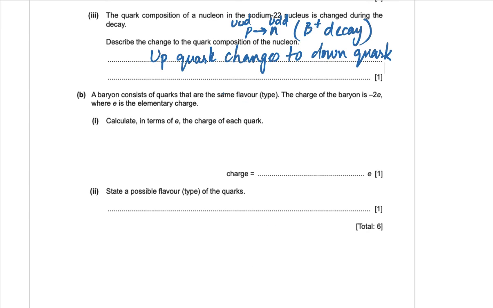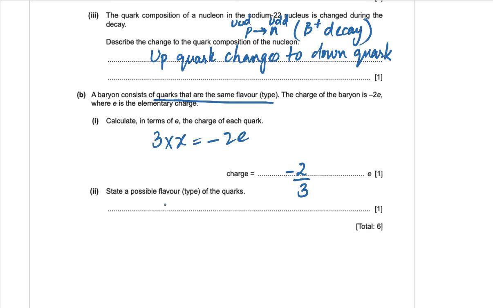Part B, a baryon consists of quarks that are the same flavor. So the quarks all share the same flavor. The charge of the baryon is -2e, where e is the elementary charge. Part 1, calculate in terms of e the charge of each quark. So a baryon is going to have 3 quarks. All 3 carry equal charges. This is equal to the combined charge of the baryon, that is -2e. So each quark is going to have a charge of -2 over 3 times the elementary charge.